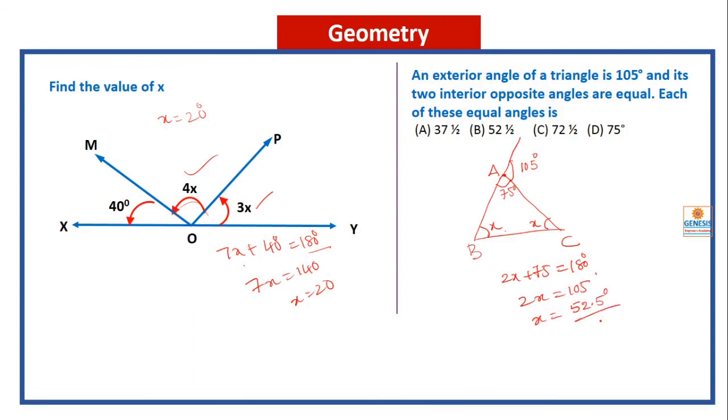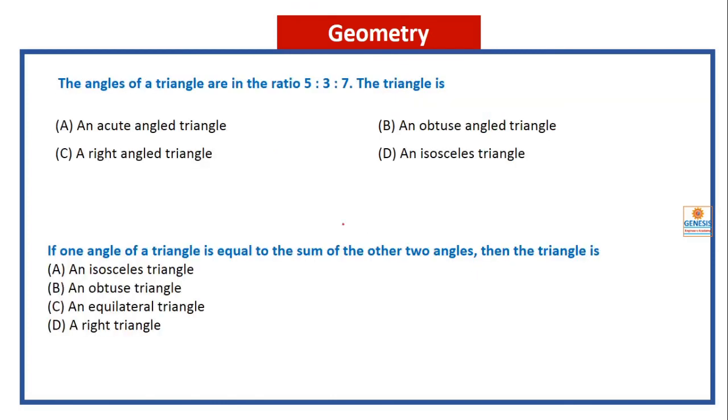52.5 degrees. And that means 52.5. I have used the triangle concept. Sum of the angles in a triangle is 180. x plus x, 2x plus 75, that is equal to 180. And I can also use a property: the sum of the interior opposite angles is equal to the exterior angle. So you can straight away say 2x is equal to 105. If you are well aware of these triangles, this I will discuss when we discuss triangles.